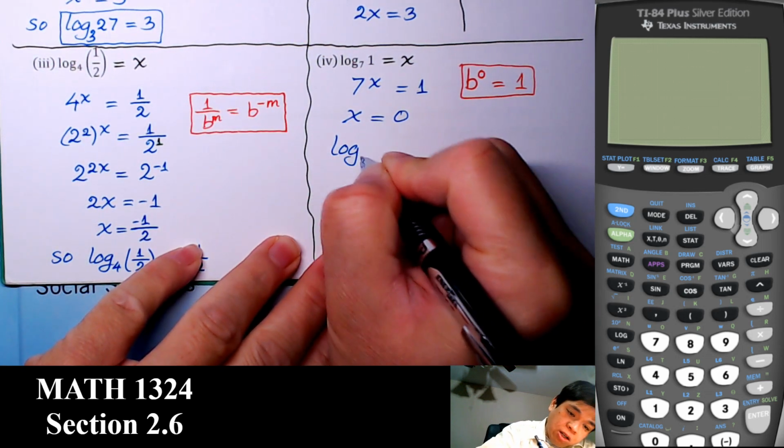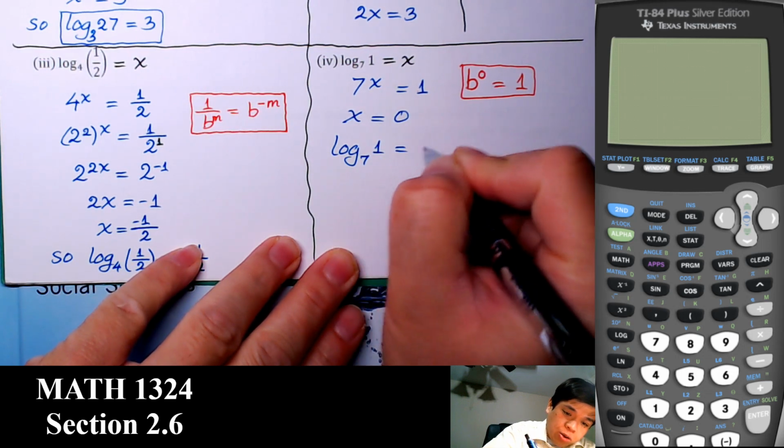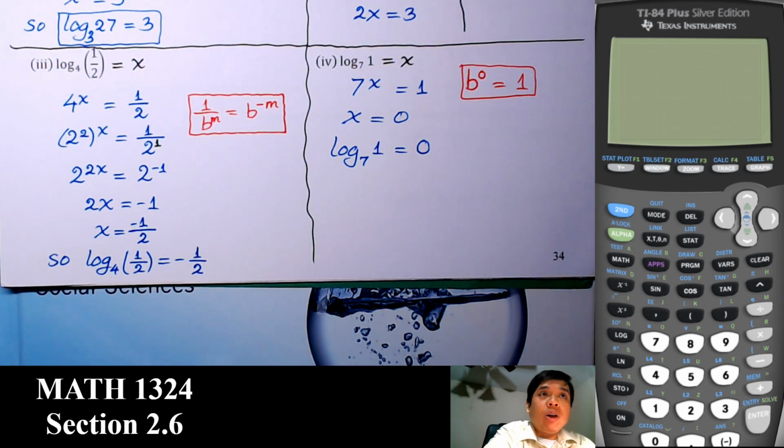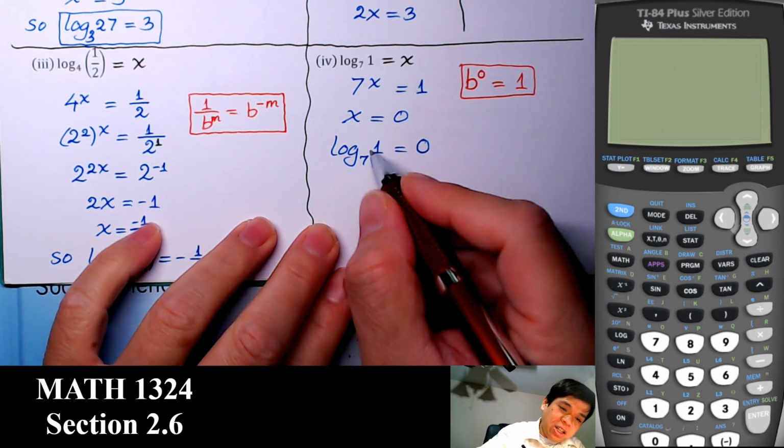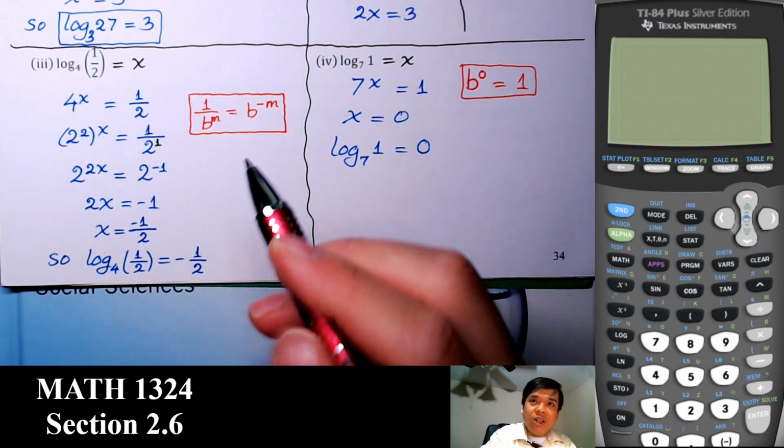So log base 7 of 1 is equal to 0. Right. So that's how we evaluate the log of something with the same base. Now the more important question: we have things with the same base.